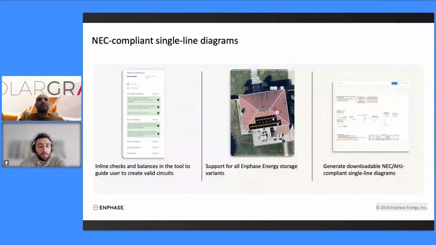A little bit about the single line diagrams that Mikhail's going to show you today. We are NEC compliant, so we give you all the checks and balances to make sure that you create valid circuits when you're stringing your panels. We support all in-house storage variants, and we also help you generate and download an NSG compatible file that you can submit to the AHJ, or you can complete your in-house permit plan process using our single line diagram.